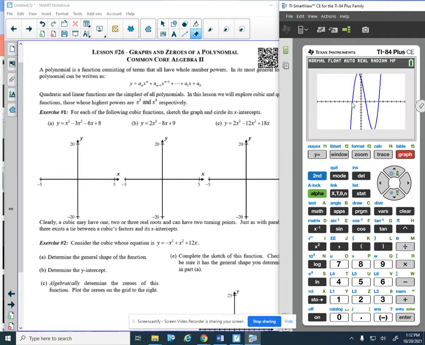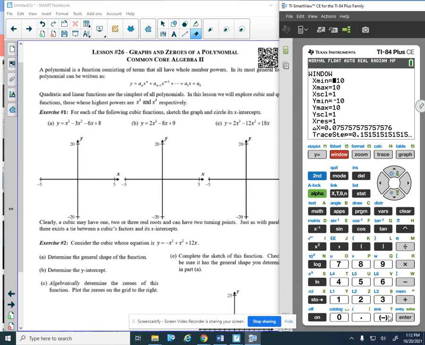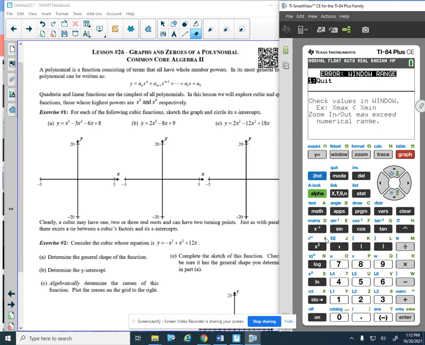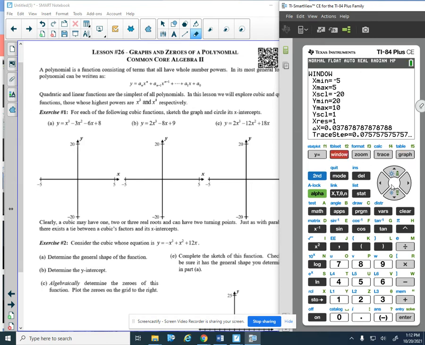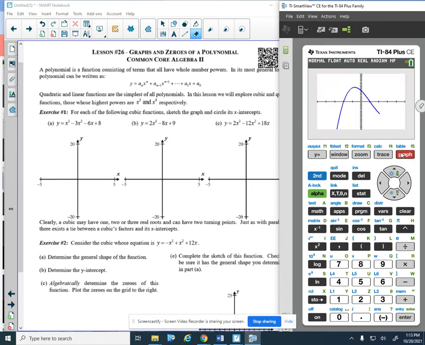I'm going to set my window to match the -5 to 5, and then the -20 to 20. And I must have messed something up, so let's just look. Yeah, so I put it in the wrong place. The x scale should still be a 1, and this should say -20 to 20. Okay, so y min and y max there. So this one I can see that I have 1, 2, 3 real roots.